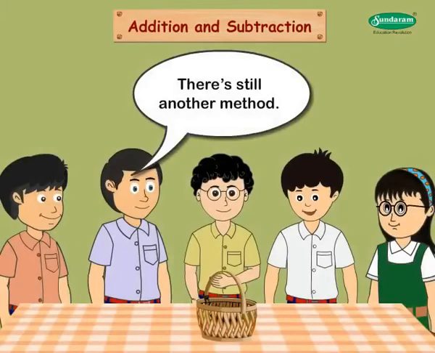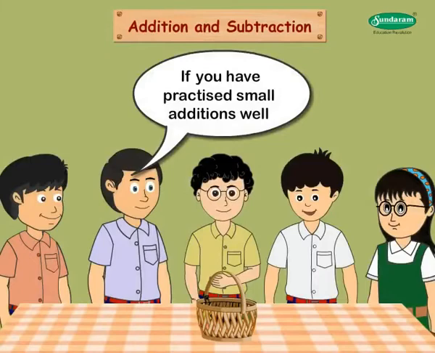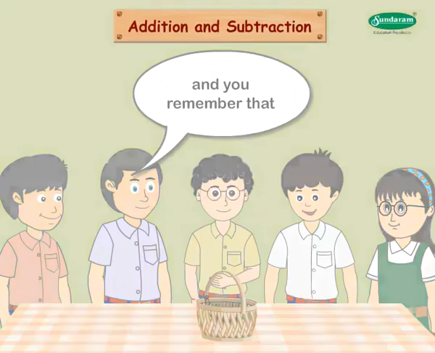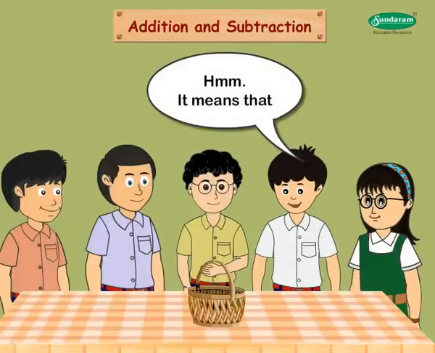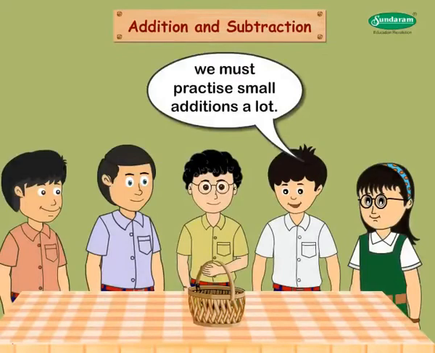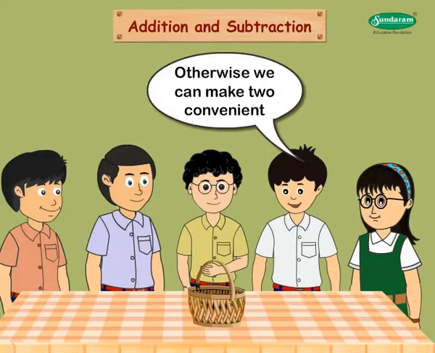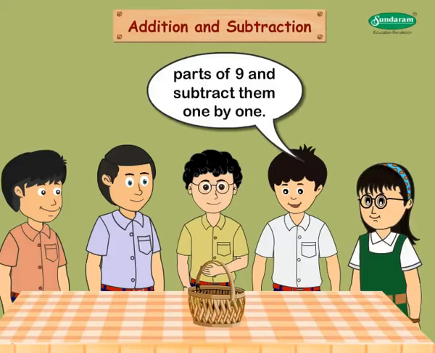There's still another method. If you have practiced small additions well and you remember that 9 plus 5 equals 14, then you can tell at once that 14 minus 9 equals 5. It means that we must practice small additions a lot. Otherwise, we can make two convenient parts of 9 and subtract them one by one.